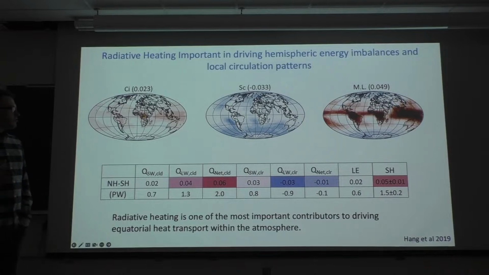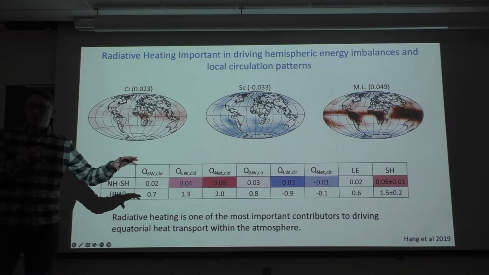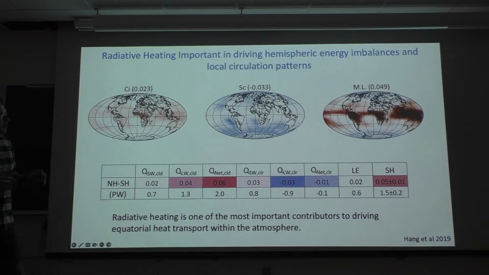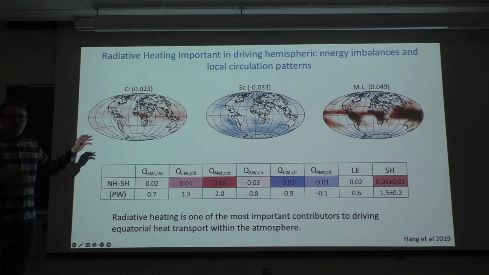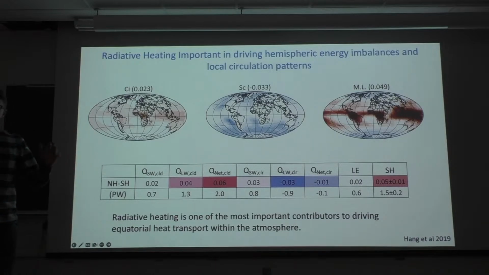So why do we care about radiative heating in general? Throughout this talk, you're gonna see that we're really focusing on the radiative heating component more than the latent heating component, because a lot of recent studies have really been understanding how anomalies in cloud radiative heating can actually have substantial impacts on local circulation patterns.